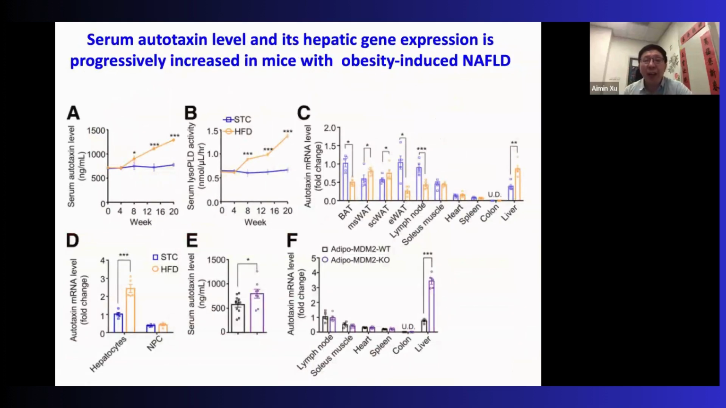In animal models, we find a quite similar trend. As you can see from here, after a high-fat diet, the serum autotaxin level, this yellow one, increased progressively. The autotaxin enzymatic activity also increased progressively. By tissue profiling, we find this increase is mainly in the liver tissue. When we did further cellular fractionation analysis, we found the high-fat diet induced increase in autotaxin occurs predominantly in hepatocytes, but not in other tissue.